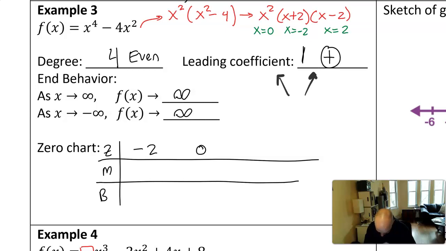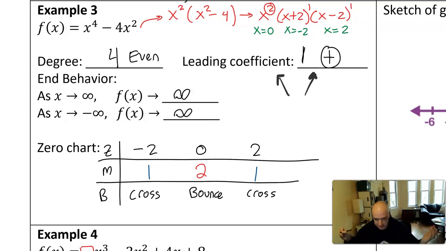Negative 2, 0, and 2 are the zeros. The multiplicity, well, the 0 at x equals 0 had a squared, so that's going to be multiplicity 2, and the other 2 just had a power of 1. So those are going to be multiplicity of 1 each. So we have 1, 2, and 1. The 1s will cross, and at 0, it bounces, which you could also say is touch and turn around.